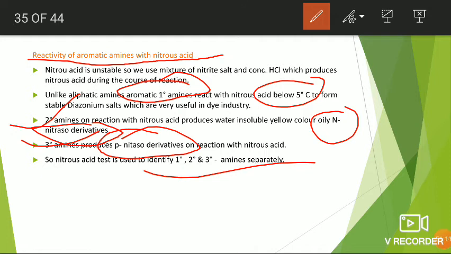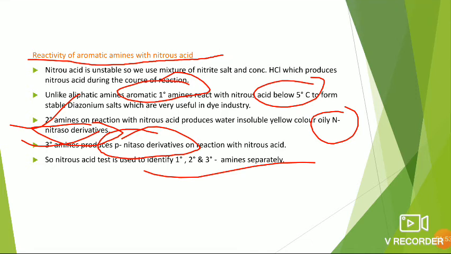Aliphatic primary amines react with nitrous acid and liberate a colorless gas. Secondary amines, whether aliphatic or aromatic, form a yellow colored, oily nitroso derivative. In the case of aliphatic tertiary amines, they form water soluble salts, that is, we get a clear solution. In the case of aromatic tertiary amines, they form para-nitroso derivatives. Okay, clear. This is all about nitrous acid reaction with amines, whether aliphatic or aromatic amine.